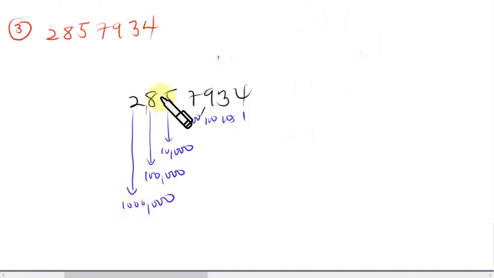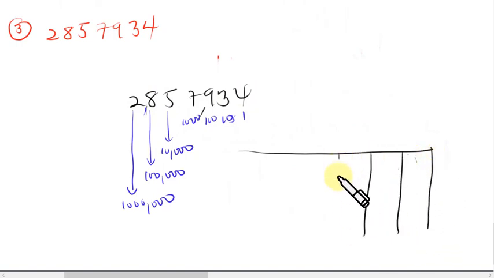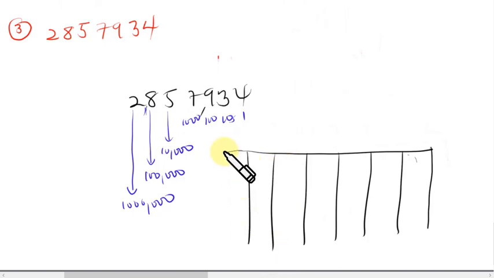Okay, so how do we pronounce this? We pronounce this as 2,857,934. So let's look at this in a place value chart. How many digits do we have here? 1, 2, 3, 4, 5, 6, 7. All right, so I'm going to draw 7 columns here. So I have 1, 2, 3, 4, 5, 6, and let me add the last one, 7.